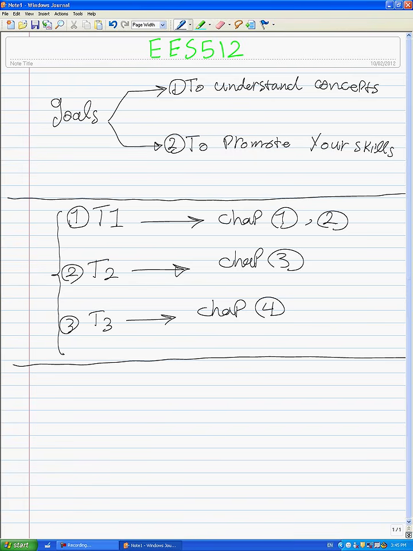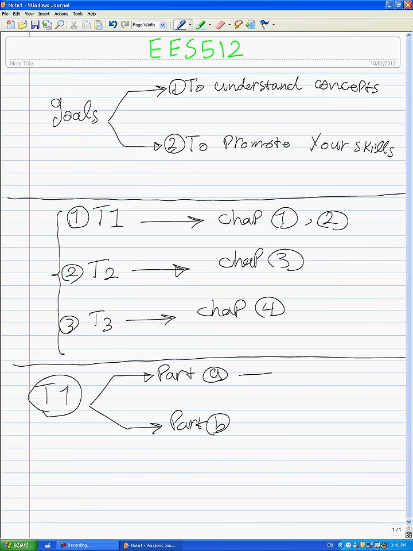I'm going to start tutorial 1. Tutorial 1 is designed as two parts, Part A and Part B. Part A supports divided voltage and divided current rules, and Part B investigates KCL and KVL rules.